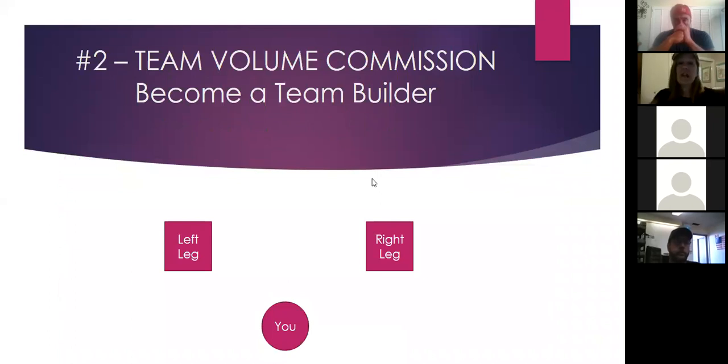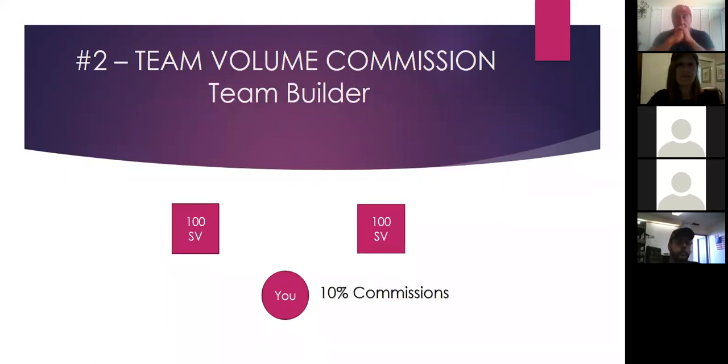All right, so now let's talk about the second commission. So that was the first one. First one is fast start bonuses. Second one is dual team commission. Dual team commission is what you earn in those 2 legs, okay? So in order to be eligible to earn dual team commissions, you've got to sponsor 1 on the right, 1 on the left.